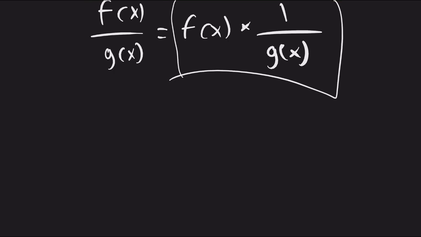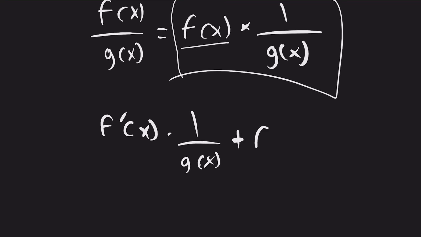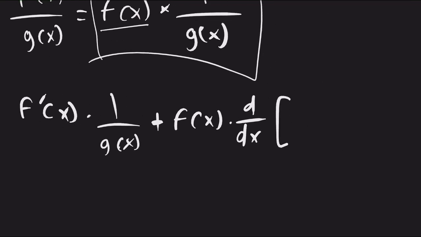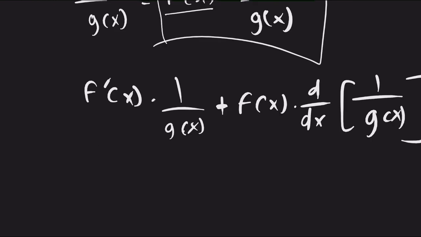So how do we do that? Well, for the product rule, we're going to first take the derivative of f of x, so that is f prime of x, times 1 over g of x. And to that, we're going to add f of x times the derivative with respect to x of 1 over g of x. Now, how do we find the derivative with respect to x of 1 over g of x?